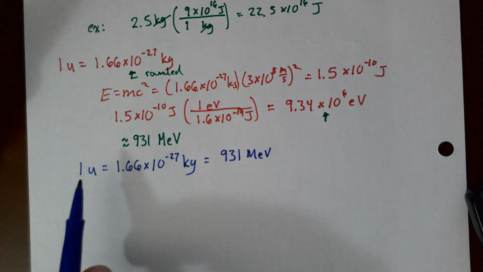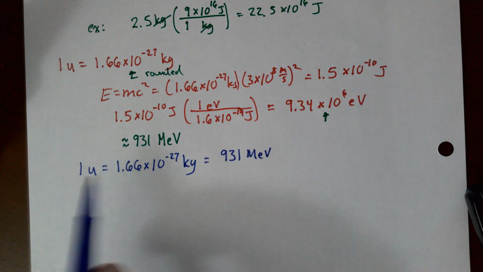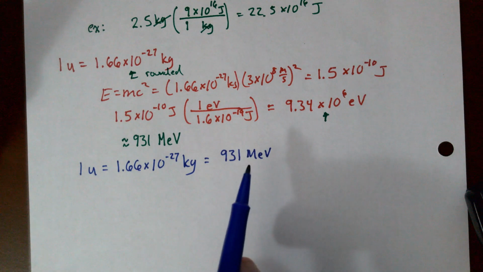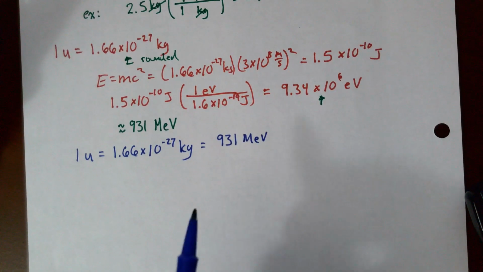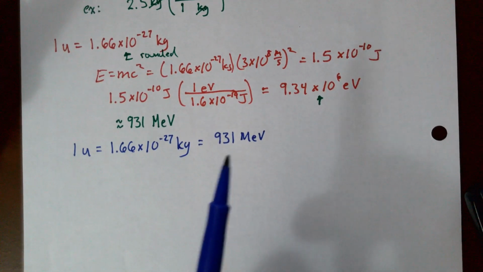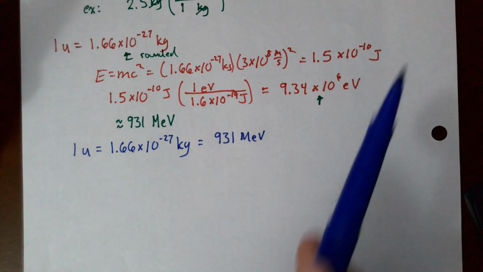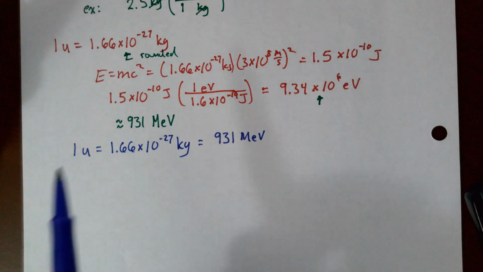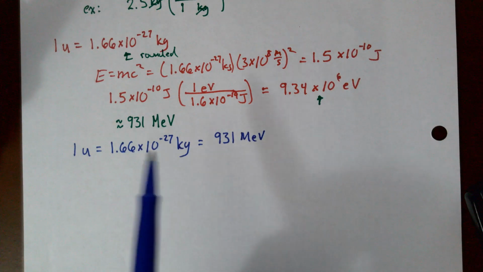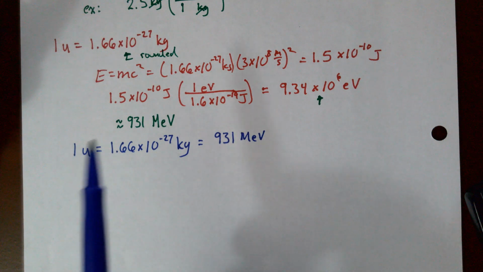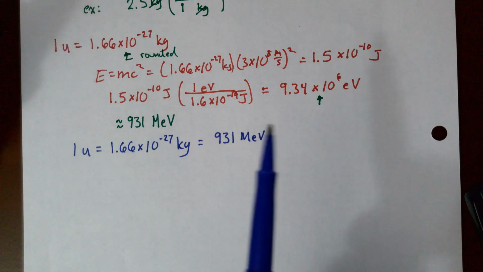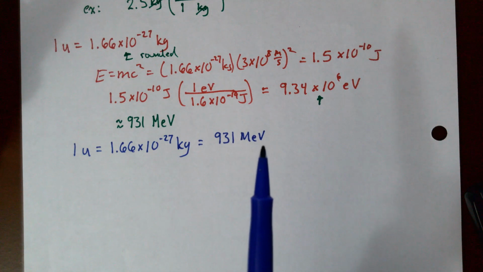So if you convert one atomic mass unit of mass to energy, this is the energy that you will get out. And so this is a more useful system for nuclear reactions than joules in a lot of cases. So oftentimes, instead of using kilograms, we will use atomic mass units, and then our answers will be in mega electron volts, which we could easily convert to electron volts.